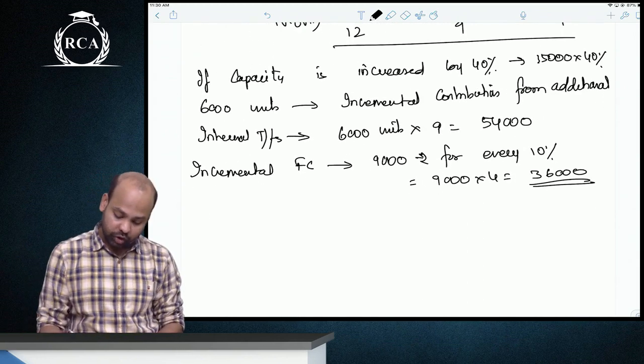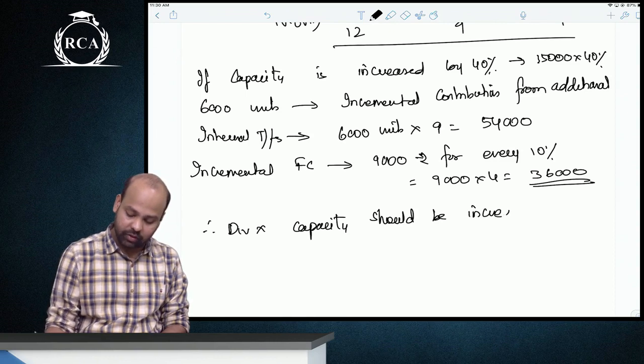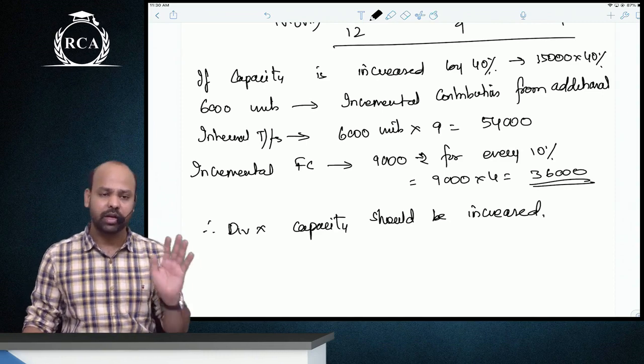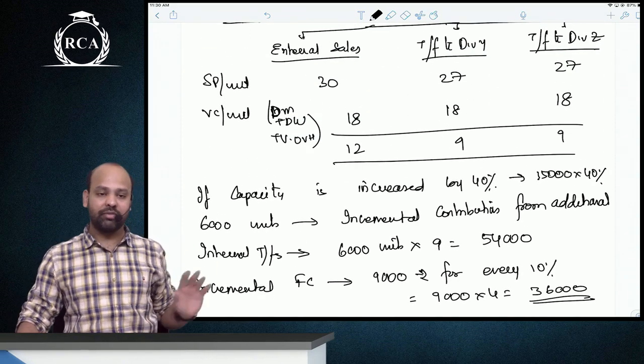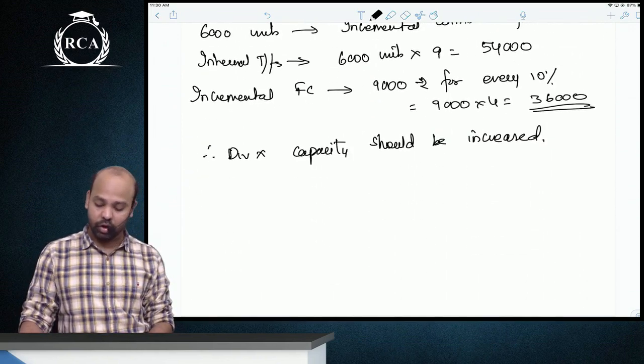Therefore, we know for sure Division X capacity should be increased. That is the end of discussion. They are making profit out of it. They will still be left with surplus if they increase their capacity by 40%. Understood?